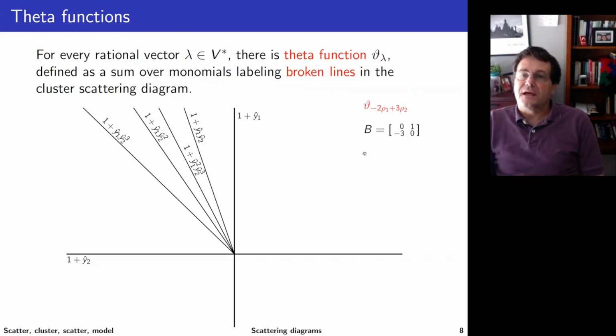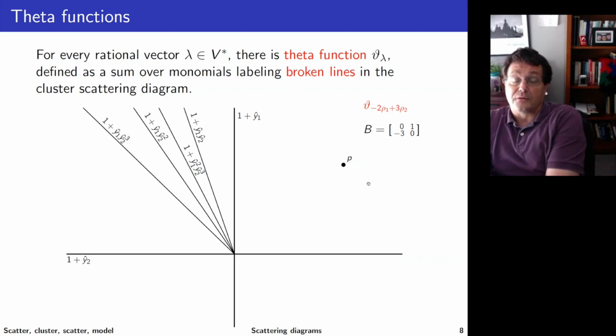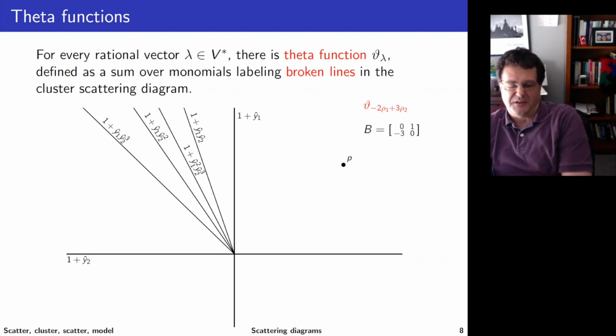So let me try and give a sense of what that is. First of all, I'm going to take the vector (-2, 3), so -2 row 1 plus 3 row 2, and theta sub that vector. That's the theta function that I can compute and show you now, but for any integer vector, I can find a different theta function. So what I need to do is first pick a point in my positive quadrant. It doesn't matter where I pick it as long as it's generic enough. So I pick that point.